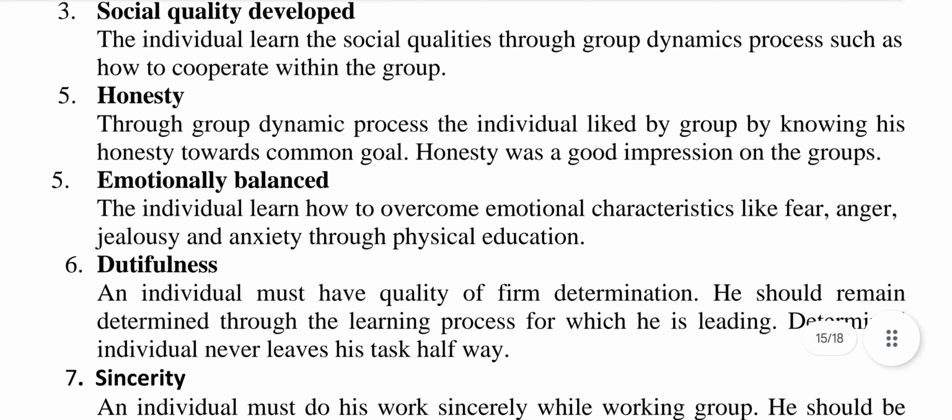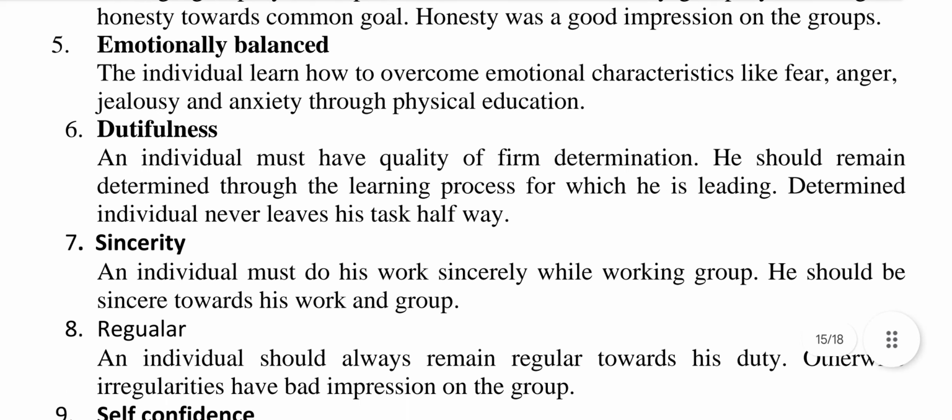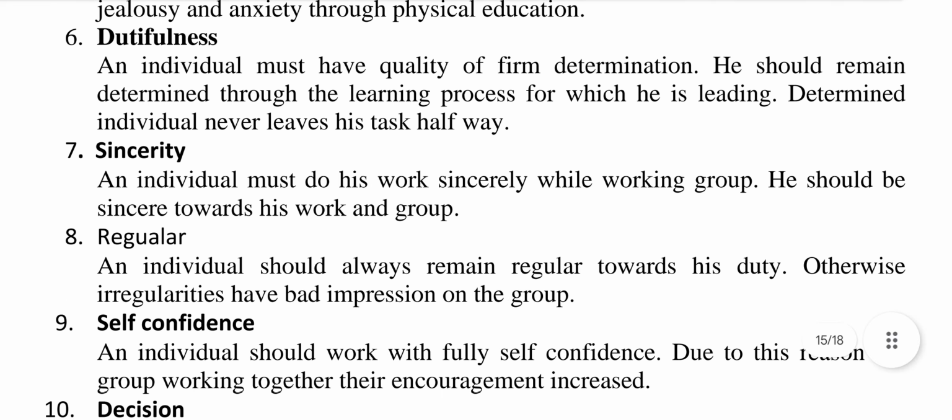Number 4, honesty. Through the group dynamics process, the individual is liked by the group by knowing his honesty towards the common goal. Honesty makes a good impression on the group. Number 5, emotionally balanced. The individual learns how to overcome emotional characteristics like fear, anger, jealousy, and anxiety through physical education. Number 6, dutifulness. An individual must have the quality of firm determination.